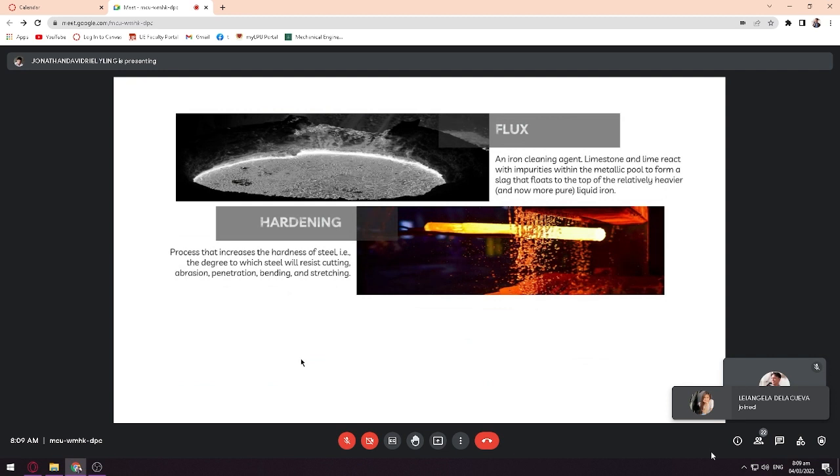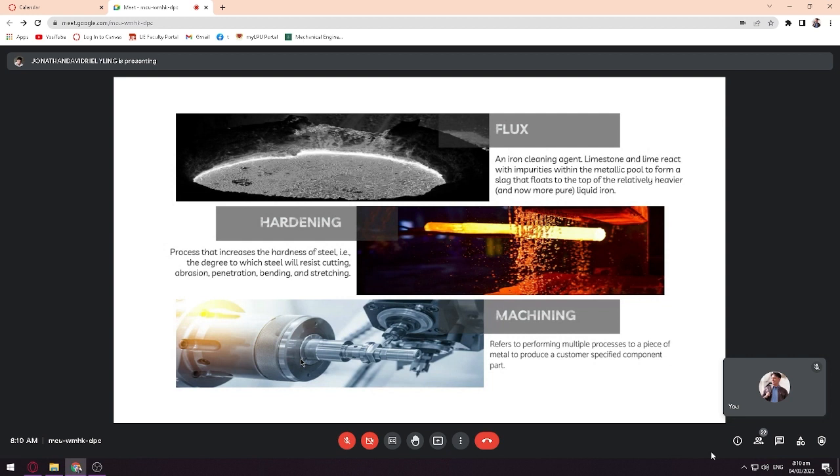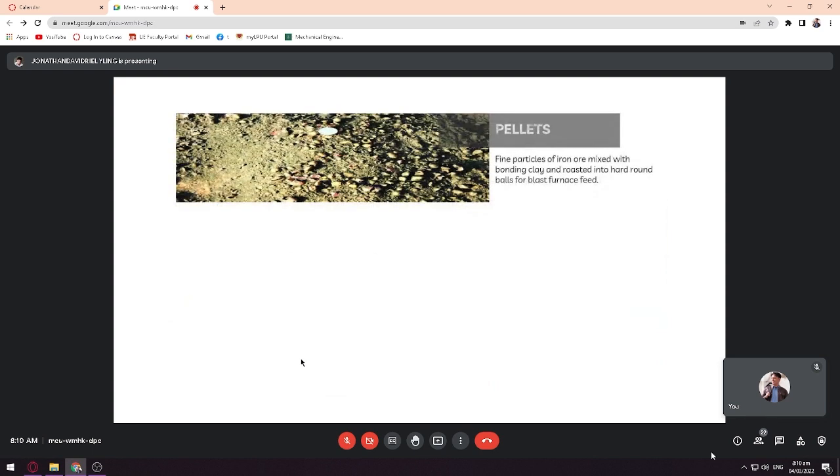And hardening. Hardening is the process that increases the hardness of steel, for example, the degree to which steel will resist cutting, abrasion, penetration, bending, and stretching. And machining refers to performing multiple processes to a piece of metal to produce a customer-satisfied component part. And pellets, fine particles of iron mixed with bonding clay and roasted into hard round balls for blast furnace feed.